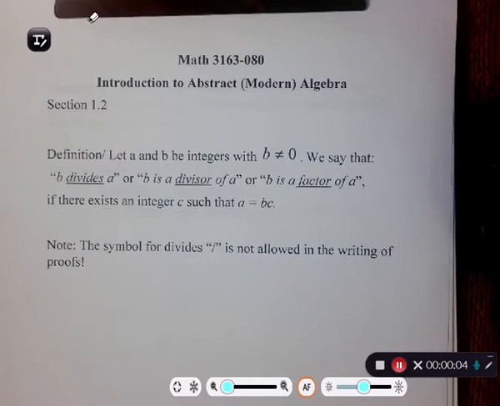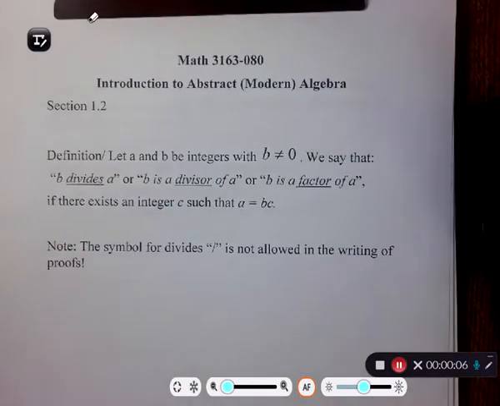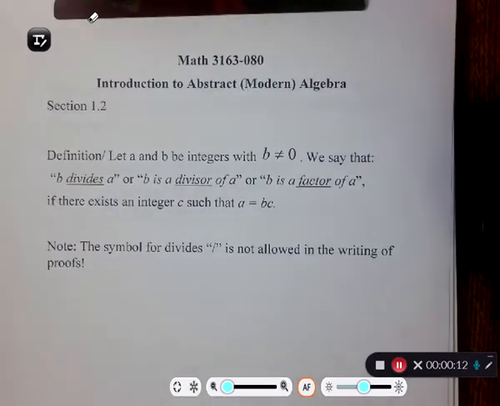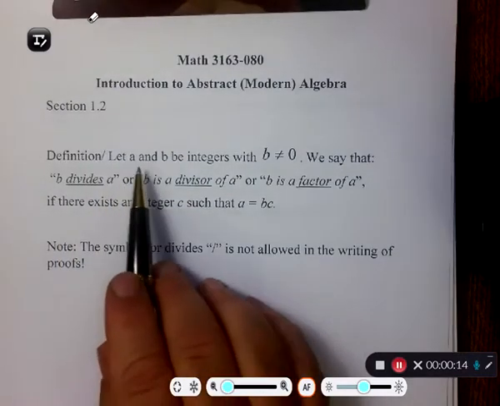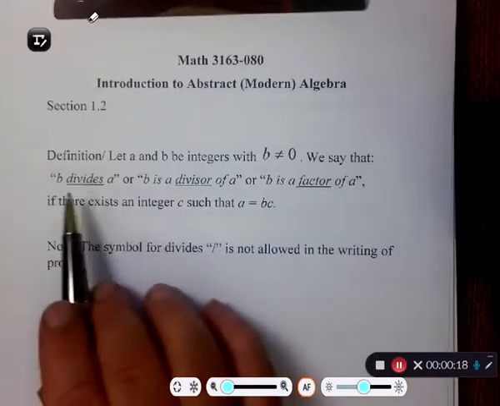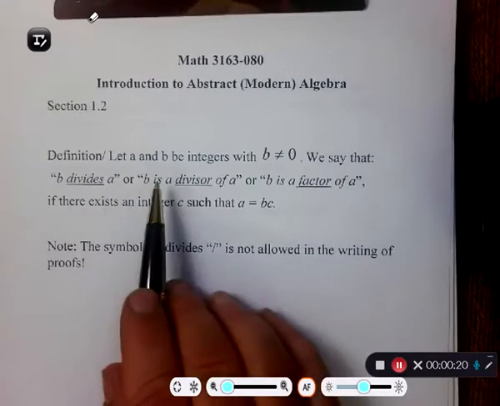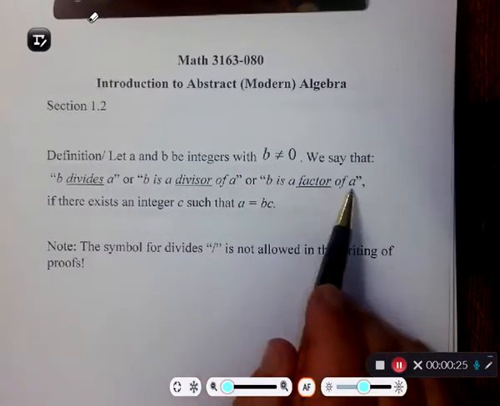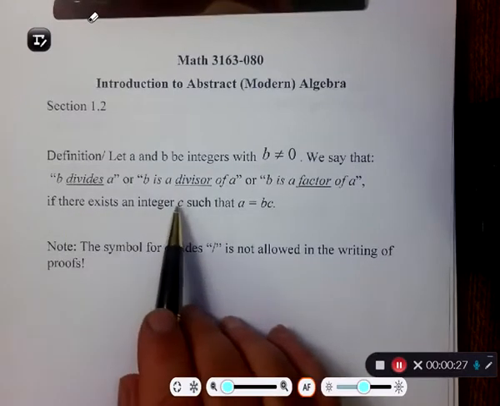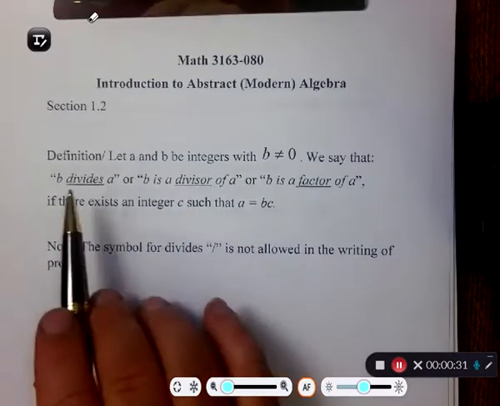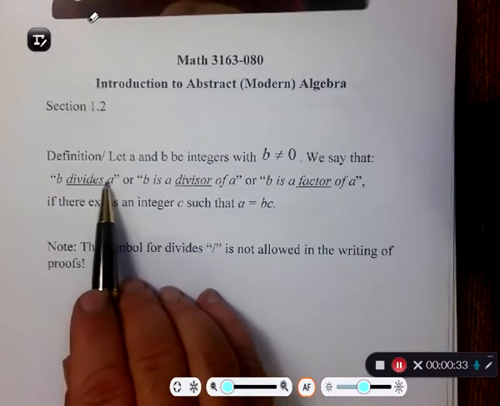Here we are again. We're in section 1.2, where we're working on the definition of divides and divisibility. Definition: Let A and B be integers with B not equal to 0. We say that B divides A, or B is a divisor of A, or B is a factor of A, if there exists an integer C such that A is equal to B times C.